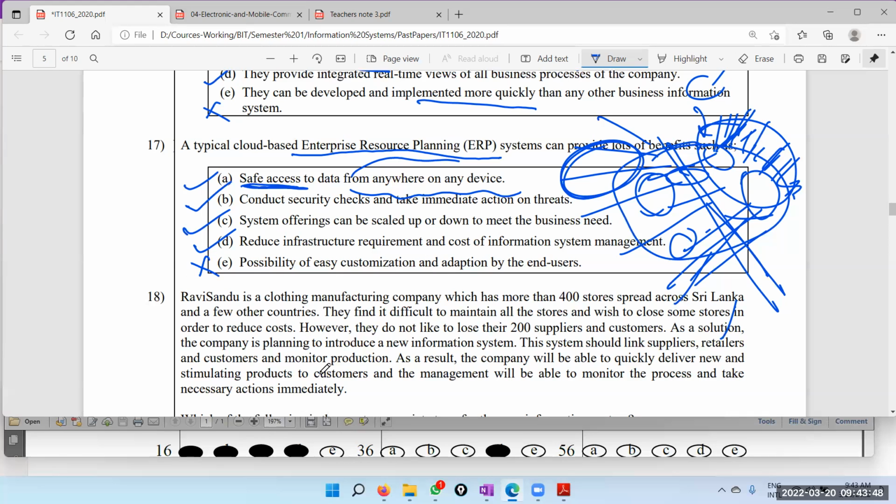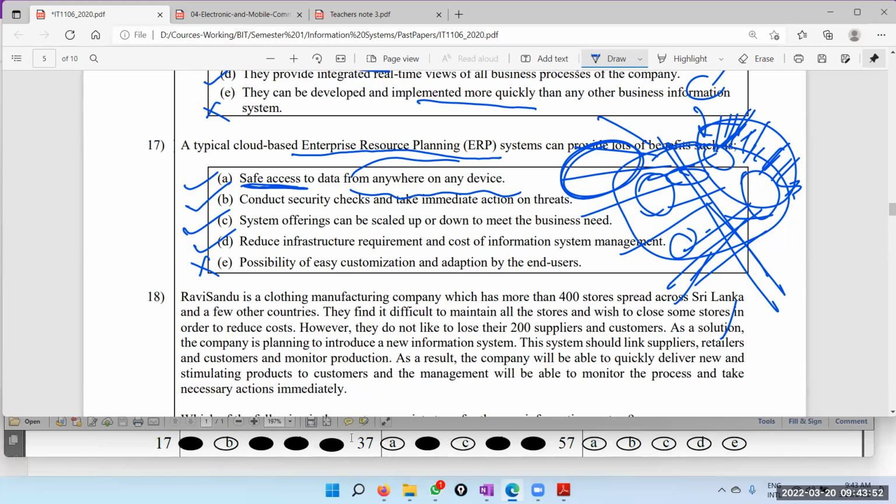So I will go for A, B, C, D. And there can be debatable answers. Now we can see there are debatable answers. The examiner has not taken B: conduct security checks and take immediate actions on threats. So the examiner thinks that when it is with them, we can't do security checks and other things.